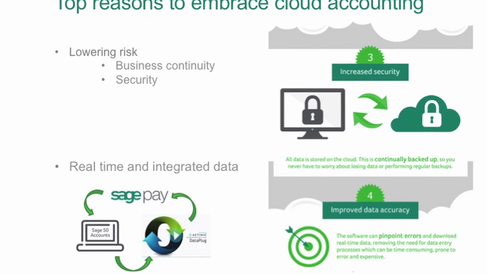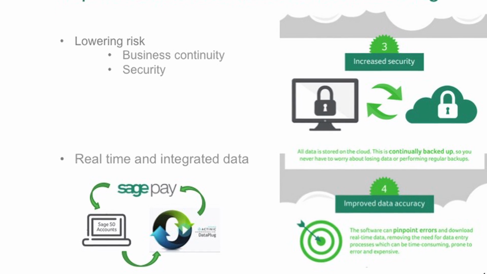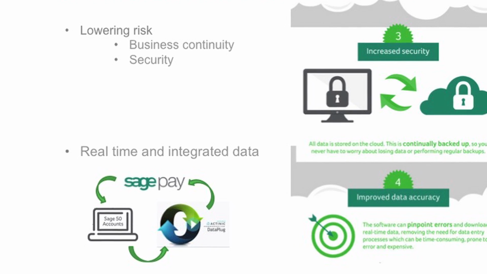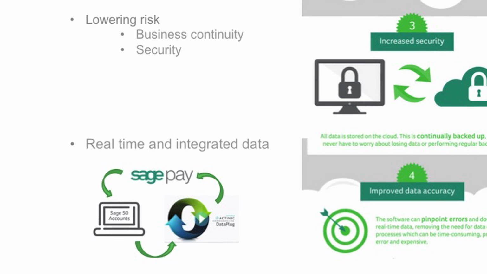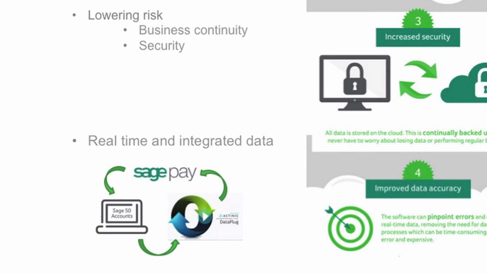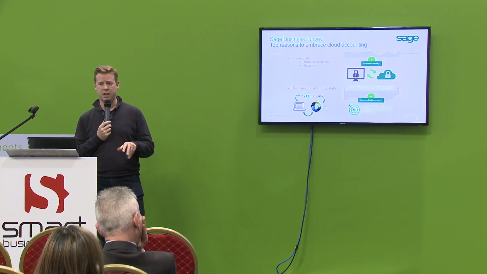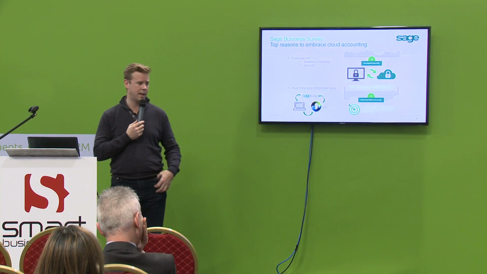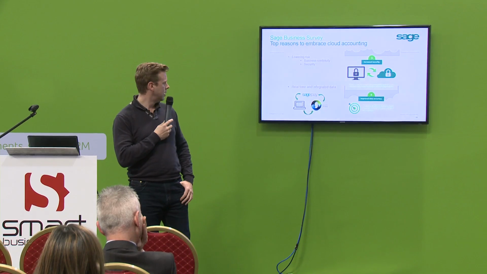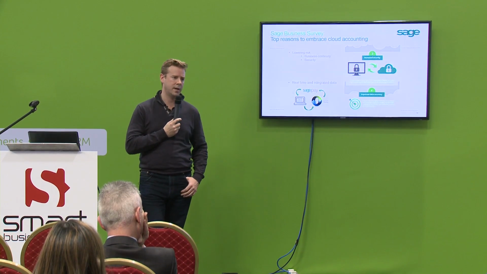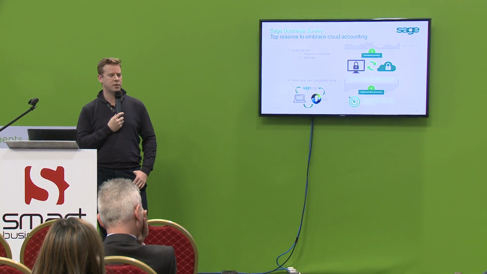Another element is improved data security. So real-time and integrated data means that with your data in the cloud, other applications can connect to the cloud, and then that data can be taken from the cloud and put into these applications in an automated fashion. So instead of it having to be rekeyed by a person and actually introduce an element of human error, by having it integrated via the cloud, it removes the chance of that human error.